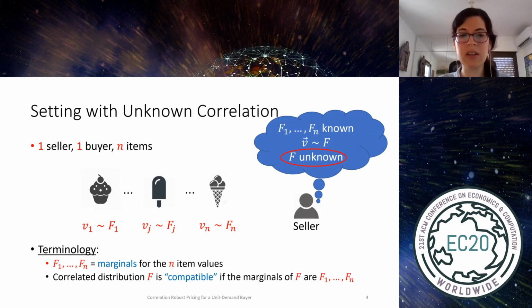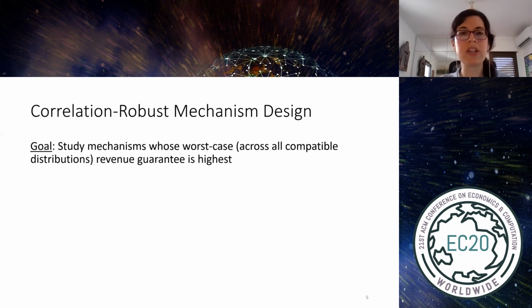Some terminology. We're going to refer to f sub 1 to f sub n as the marginals. We have n marginals for the n items. And the correlated distribution F, we say it's compatible if its marginals are f sub 1 to f sub n. So again, f sub 1 to f sub n are known, but F, the correlated distribution, is unknown. It's actually worst case. So in correlation robust mechanism design, the goal is to study mechanisms whose worst case revenue guarantee across all compatible distributions is highest. We're going to call such a mechanism the best robust mechanism.